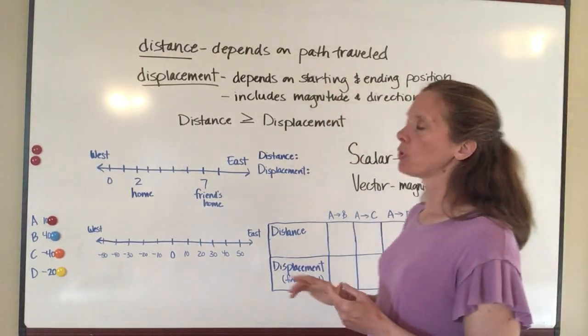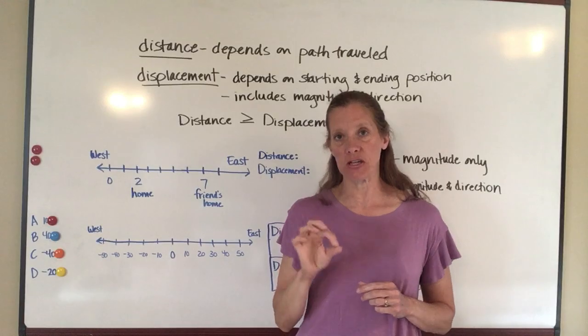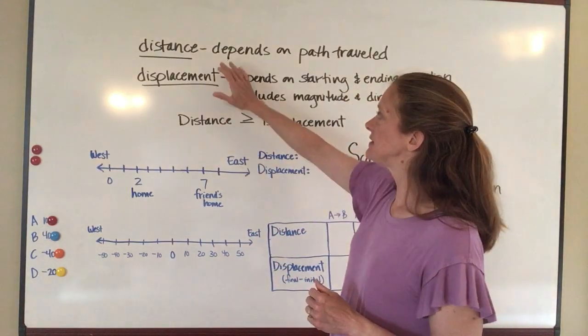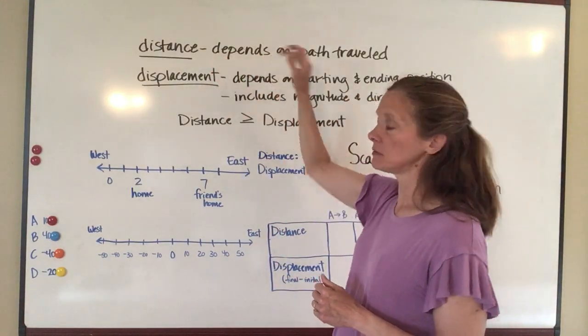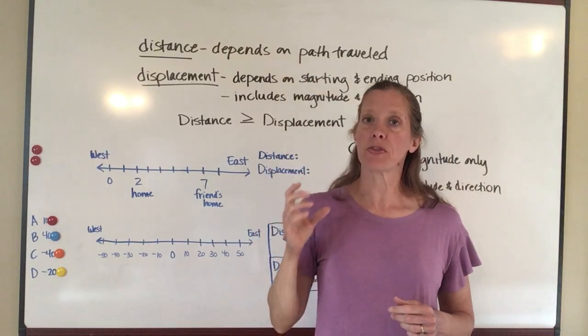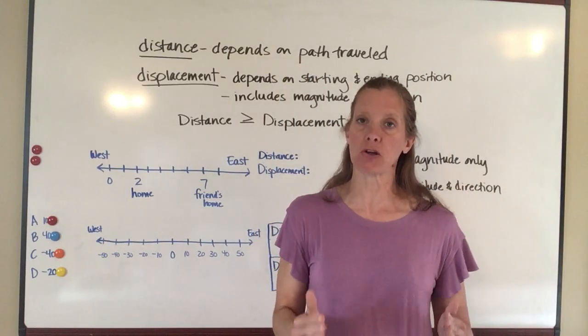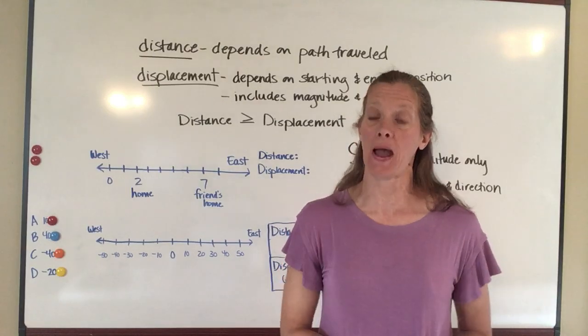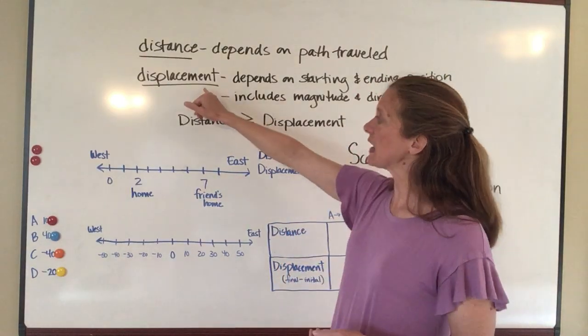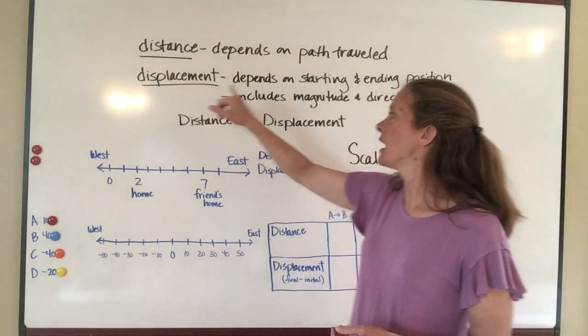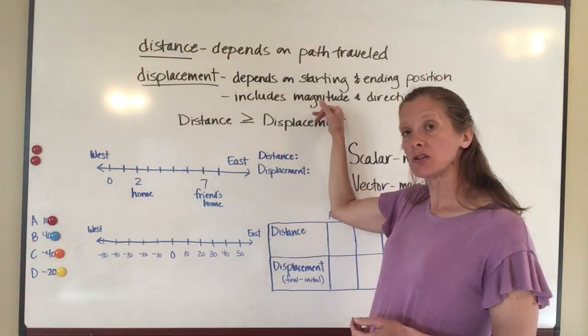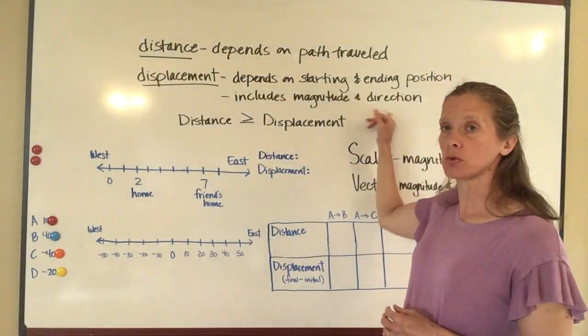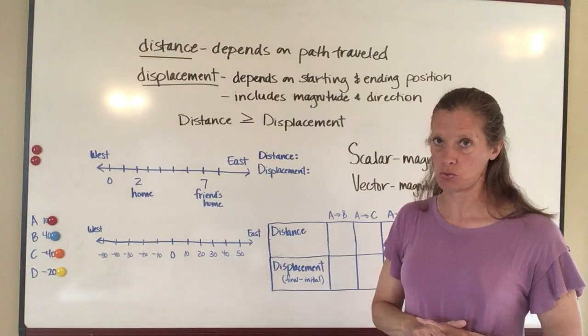When you express these two quantities, distance is only going to be expressed with magnitude, how far you actually went, how many steps your feet actually took. Displacement, when that is expressed, includes not only the magnitude or how far, but it also includes which direction you're going to be taking.